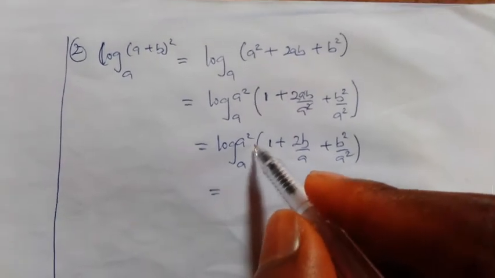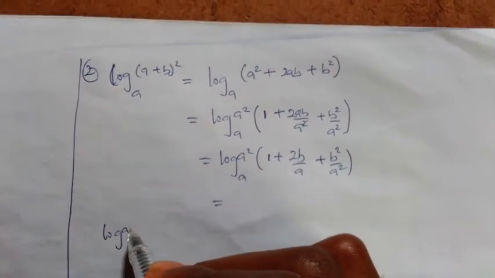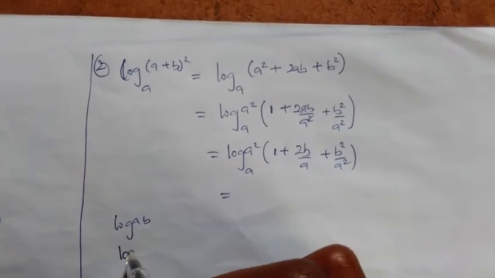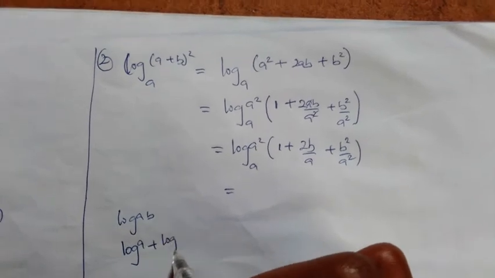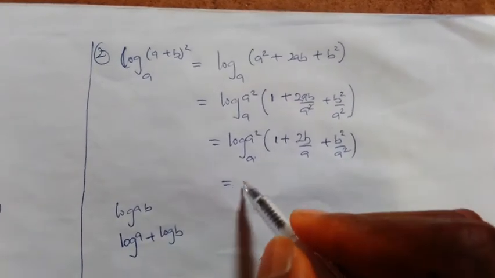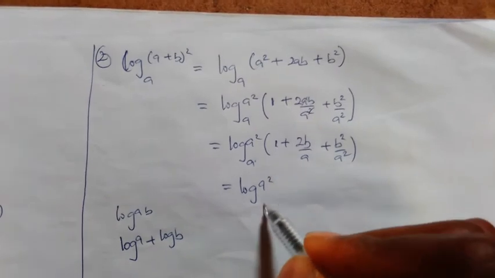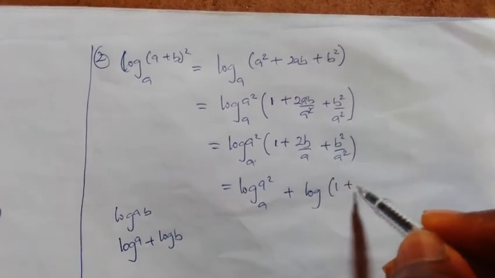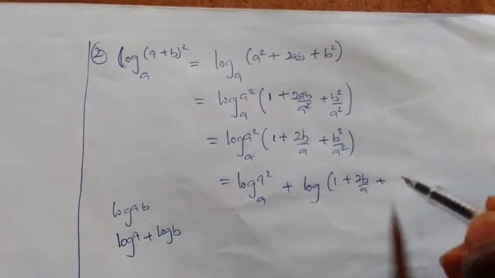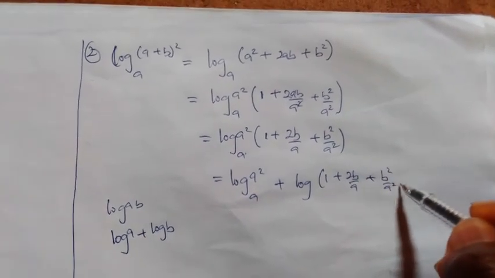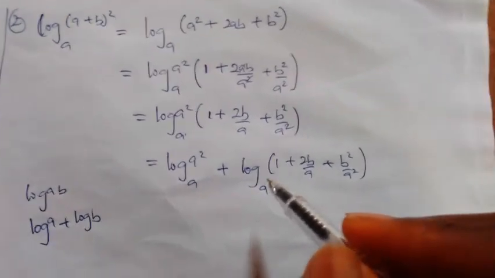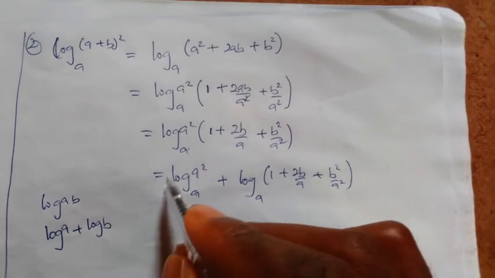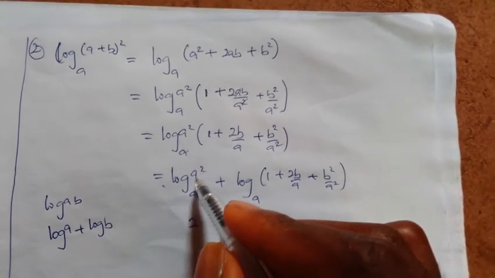Now from here, this is akin to log of a times b, where in the law of logarithm, I have it as log a plus log b. So I'm going to use the same idea here, which becomes log a squared base a plus log of 1 plus 2b over a plus b squared over a squared, base a also. Now from here, this becomes 2. Applying the law of logarithm, this comes back here, and this becomes 1, because log of a number to base that number is what?